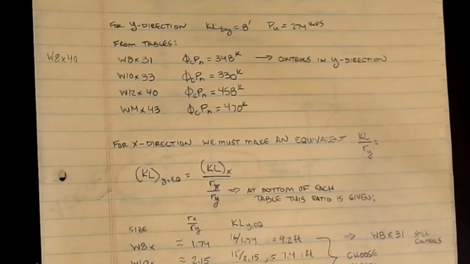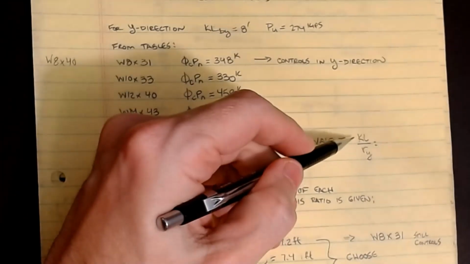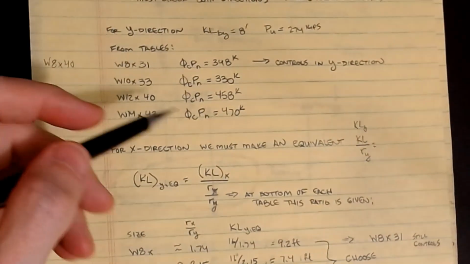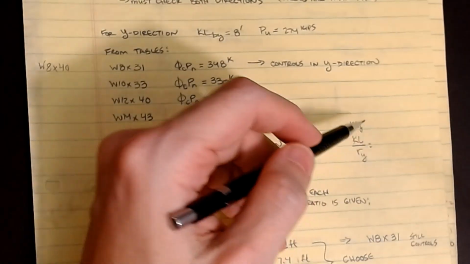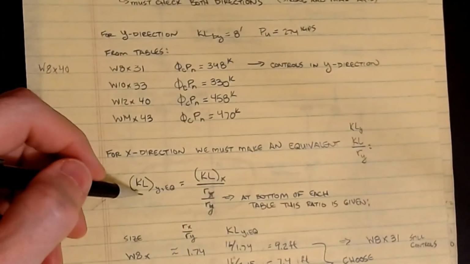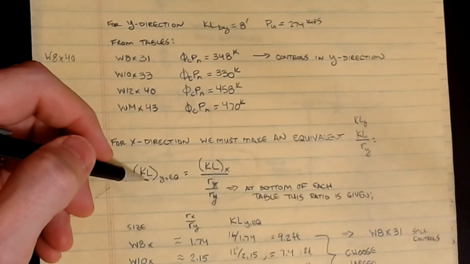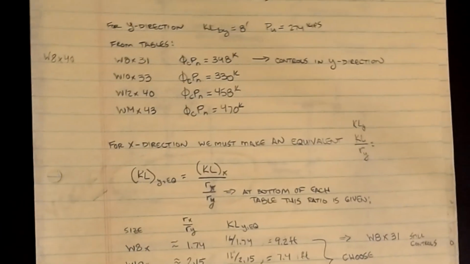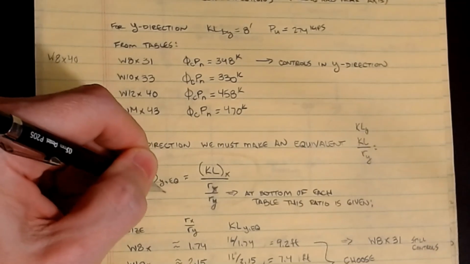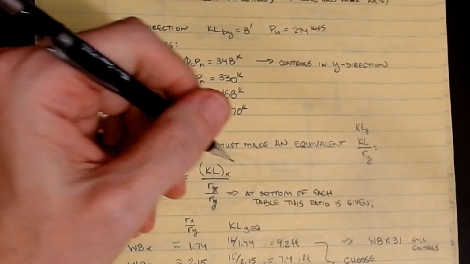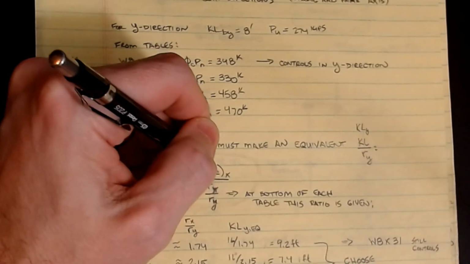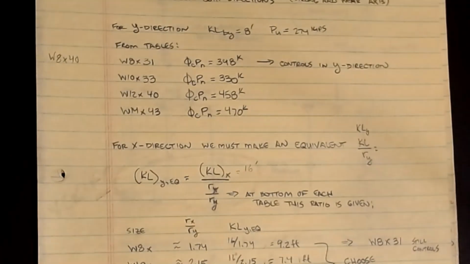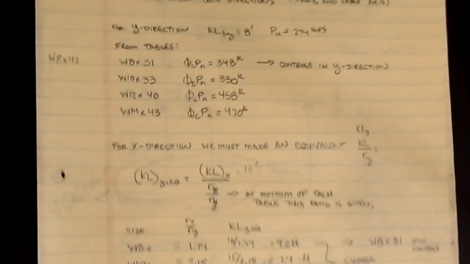For the X direction, KLy is the entry value into the column tables, but it's really this calculation that's controlling. We have to come up with an equivalent KLy. In order to use the tables for X dimensions, you have to put a correction factor on this. So the KL for the Y equivalent length, which is what I need to go into the tables to look at, is my KL for the X direction, which in this case would be 16 feet, divided by an rx/ry ratio.